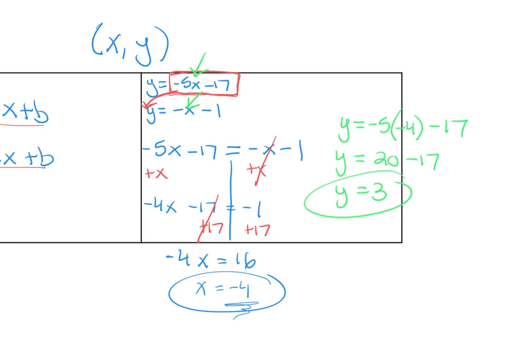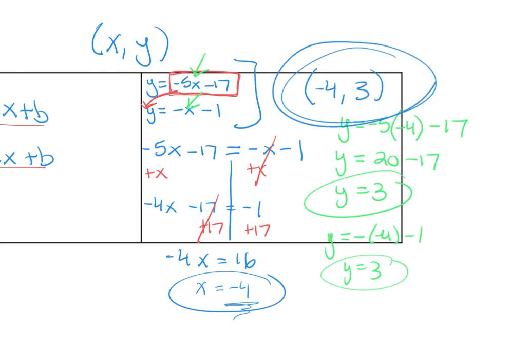So at this point we would be done, but I'm just going to show you that it will work for the other one. So y equals negative, plug in a negative 4, minus 1, and 4 minus 1 is 3. So either one, you'll get the same answer. So our final answer is these two equations intersect at the point negative 4, 3, where x is negative 4 and y is 3. And there's our solution to the system.